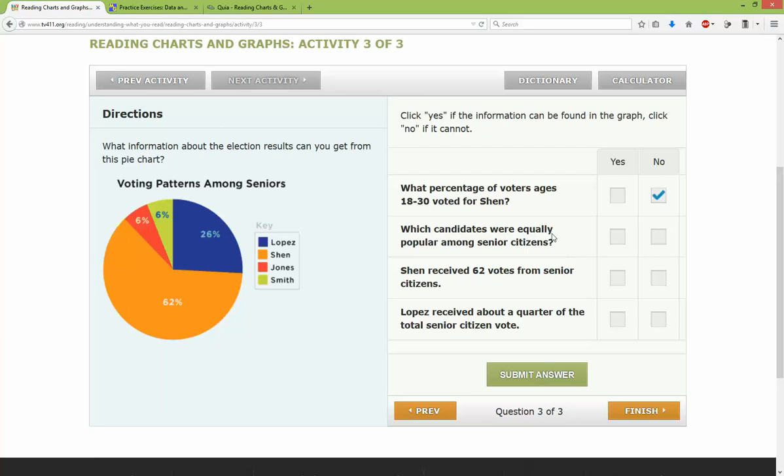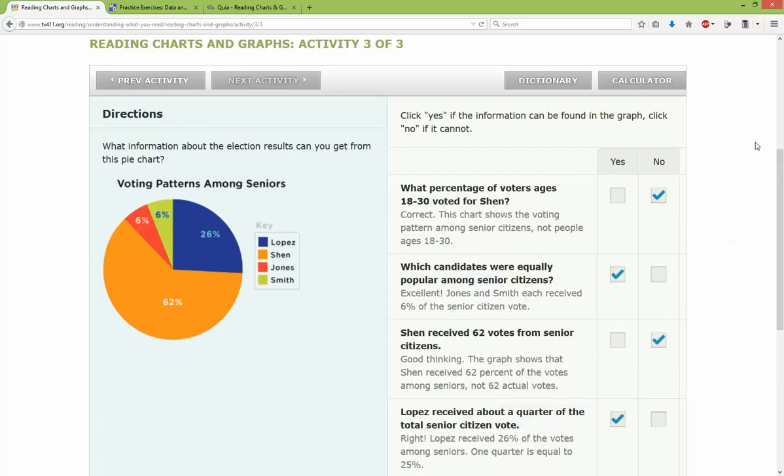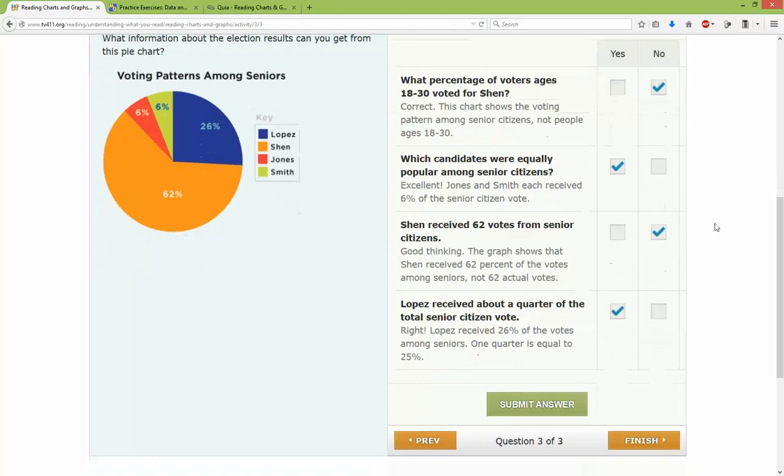That Shen received 62 votes from senior citizens? No, 62% of the votes. And Lopez received about a quarter of the total senior citizen vote. Yes, that is correct. Correct. Excellent. Good thinking and right. Well, thank you very much.